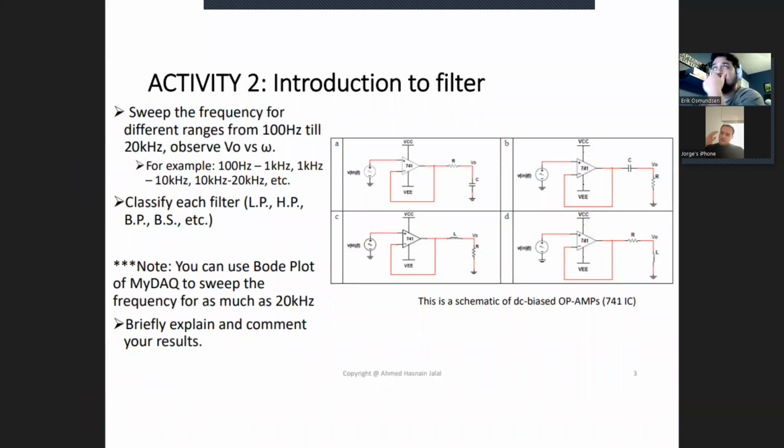For activity 2, we were given 4 filters made up of op amps. We were told to sweep the frequencies for different ranges and graph in order to be able to classify each filter into either low pass, high pass, band pass, or band stop.